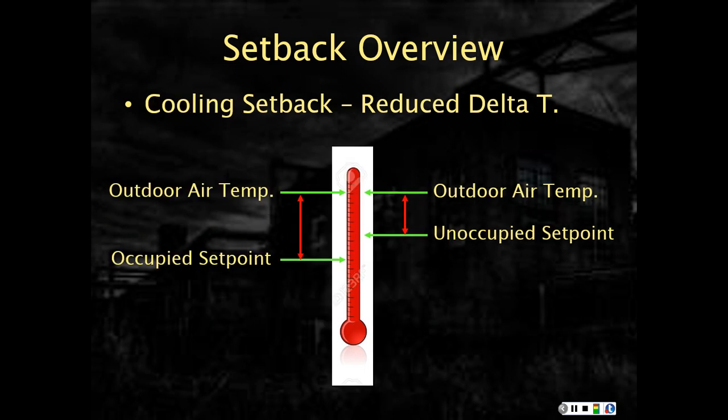Cooling works the opposite direction. It still means that I'm reducing the delta T, but I'm actually raising the set point. So I have an occupied set point here against some sort of hot outdoor air temp. So I have this large delta T. When I become unoccupied, I let the set point get higher, which makes the difference between that hot outdoor air temperature and my set point less. Again, the objective here: reduce the delta T.